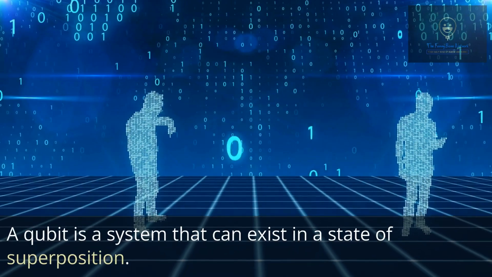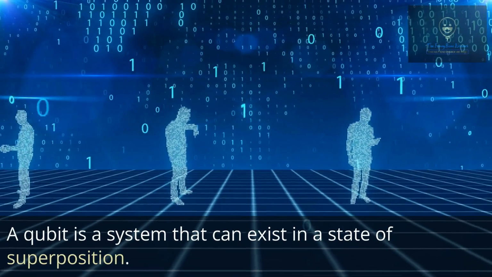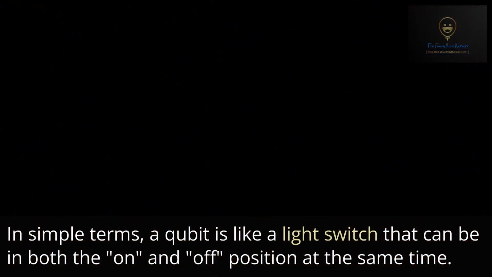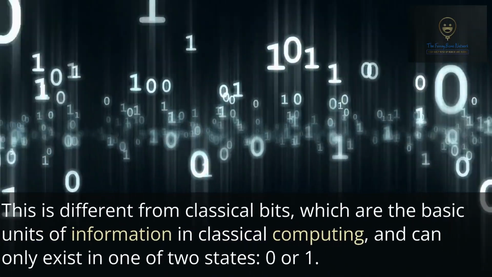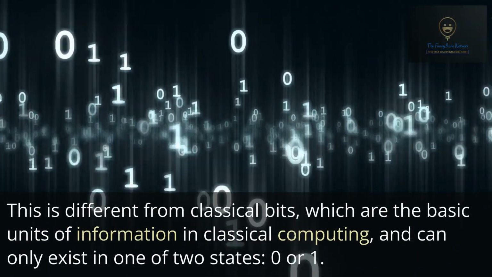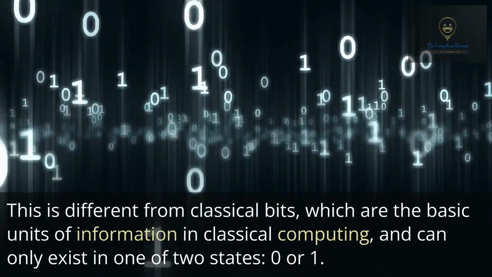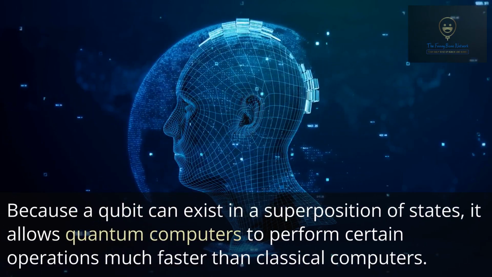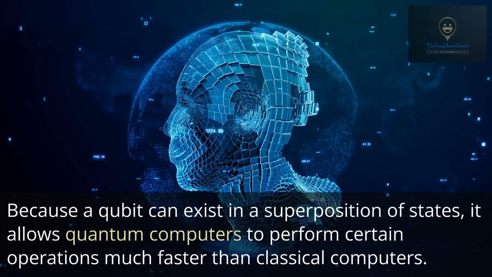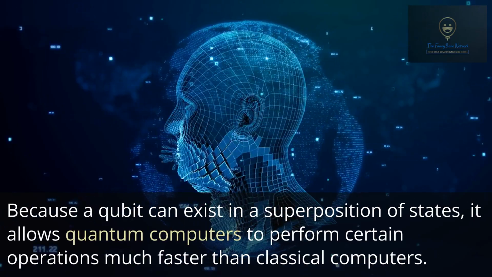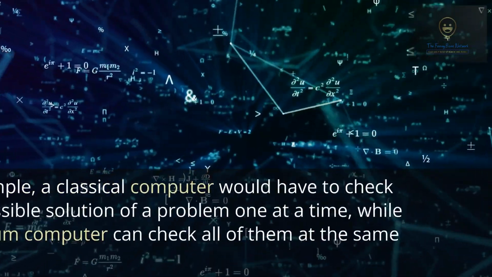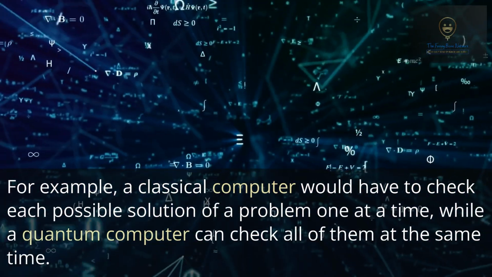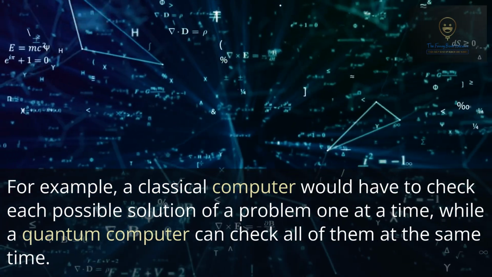A qubit is a system that can exist in a state of superposition. In simple terms, a qubit is like a light switch that can be in both the on and off position at the same time. This is different from classical bits, which are the basic units of information in classical computing, and can only exist in one of two states, 0 or 1. Because a qubit can exist in a superposition of states, it allows quantum computers to perform certain operations much faster than classical computers. For example, a classical computer would have to check each possible solution of a problem one at a time, while a quantum computer can check all of them at the same time.